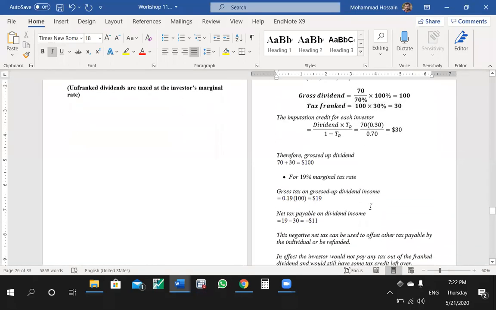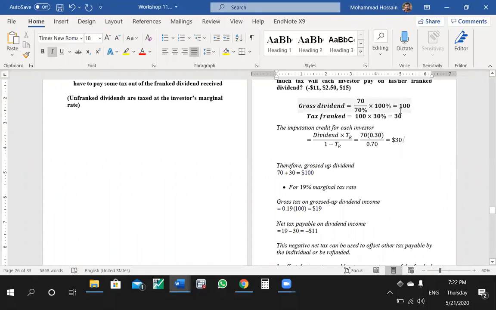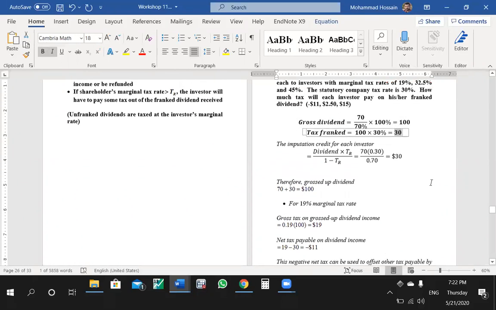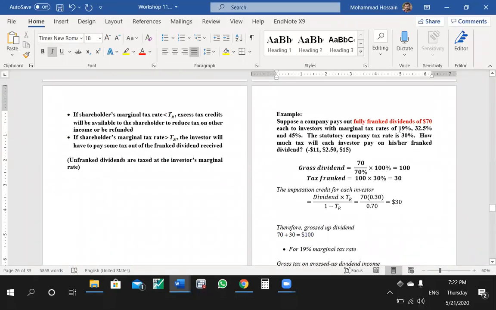All right. So for the 3 different investors, you have to find out how much tax has been franked. $30 has been tax franked. For the first person, he will receive a tax credit of $11. Why? Because his tax is actually $19. So how much tax is he supposed to pay? That person is supposed to pay $19 tax, but the company paid $30 tax. So $11 will be refunded to this first investor.